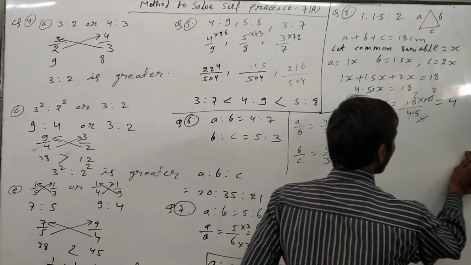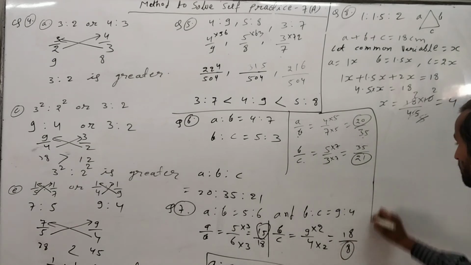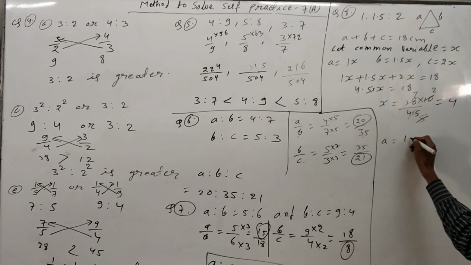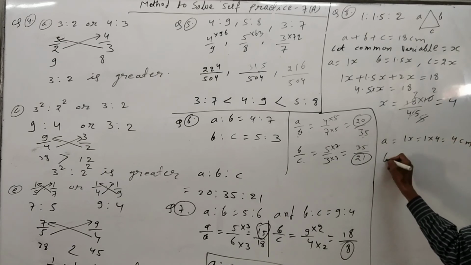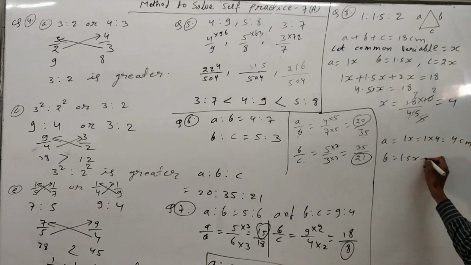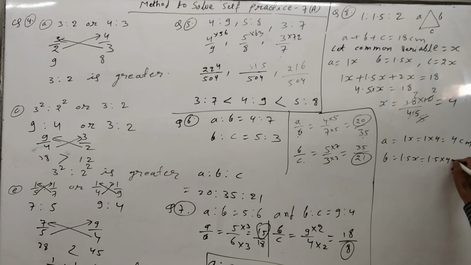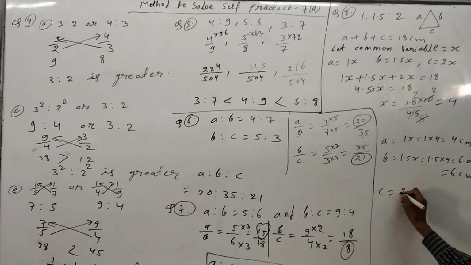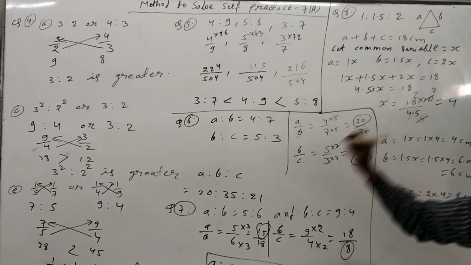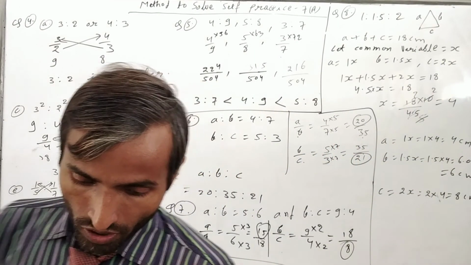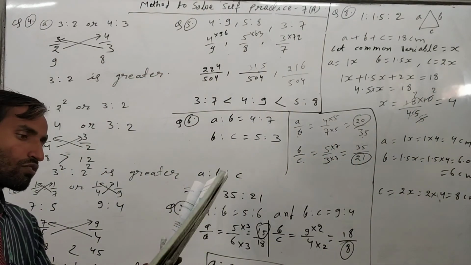Now you can find the values of A, B, C easily and directly. So A is equal to 1x, means 1 into 4, it will come 4 centimeters. Now B is equal to 1.5x, it means 1.5 into 4, it will come 6.0, means 6 centimeters. Now C is 2x, it means 2 into 4, it will come 8 centimeters. Now we add 4 plus 6 plus 8, 18. Then this is the final answer. Okay. So you have to try this type of question like this.